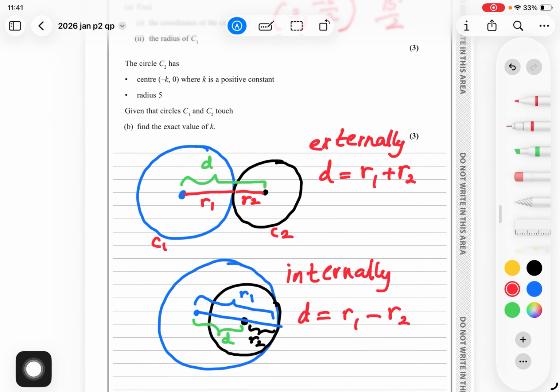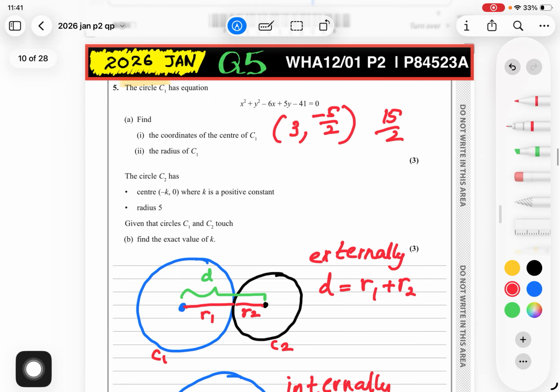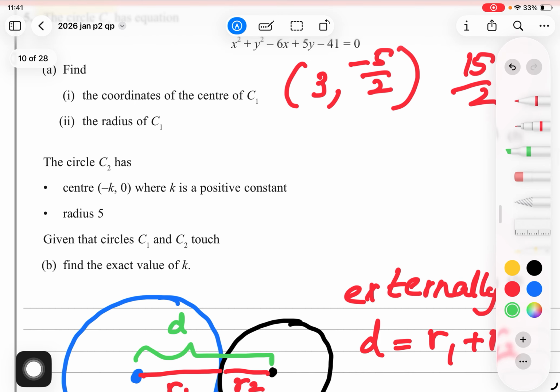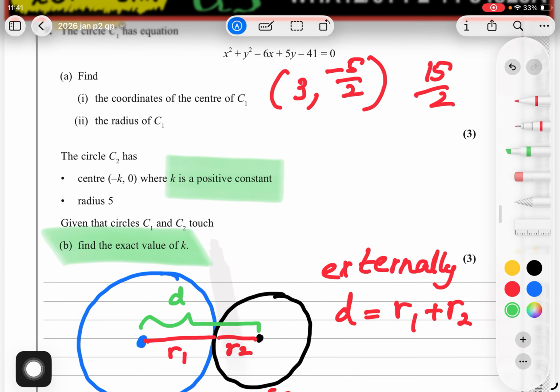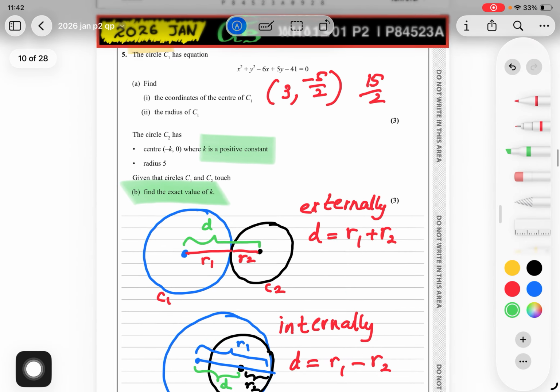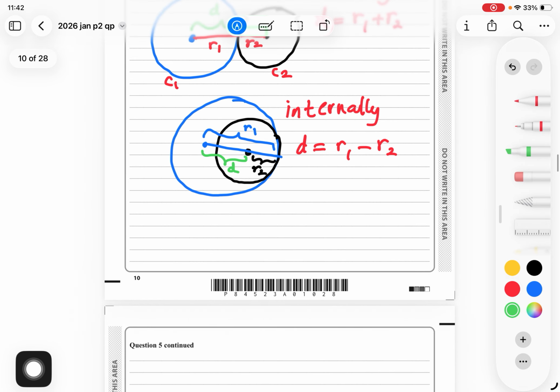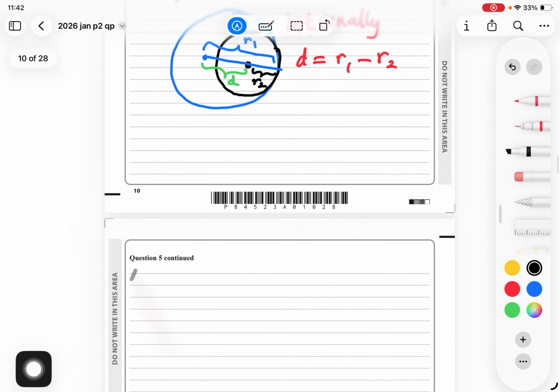Since there is not much implication on whether they touch internally or externally, we might have to think about both and go for it. But here we have a small hint that k is a positive constant. K is a positive constant, and they are asking us the exact value of k. So when they ask for the exact value of k, don't go for a bad decimal. Just keep the answer as you get it. Okay, let's consider they are touching externally. So let's do that part here.